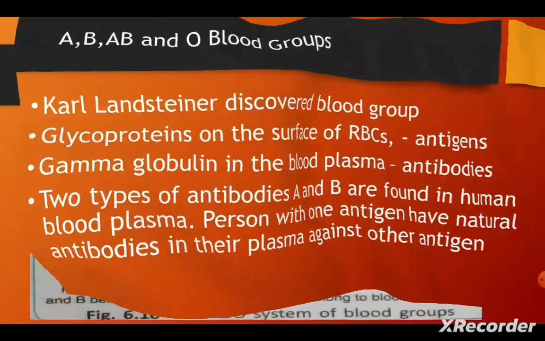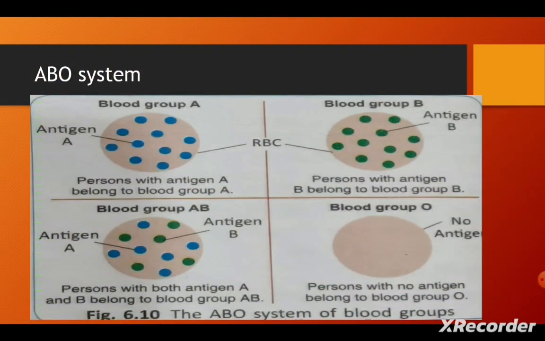So we have the ABO system. A person who belongs to blood group A has antigen A. If a person belongs to blood group B, they will contain antigen B. If a person belongs to group AB, the person will have both antigen A and B. If the blood group is O, it has no antigen on its surface. So this is our ABO system of blood groups.